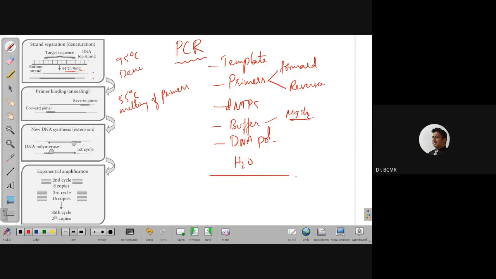Then denaturation, this is annealing. And then we have another step called extension. The temperature is dependent on the type of DNA polymerase that you're using. Different polymerases have different temperatures. It will depend something like this.